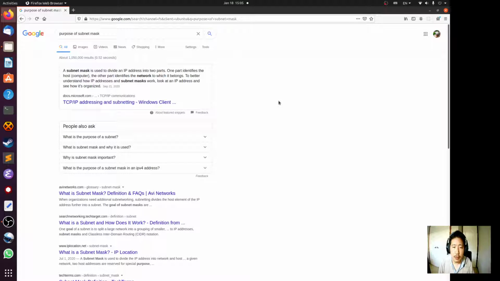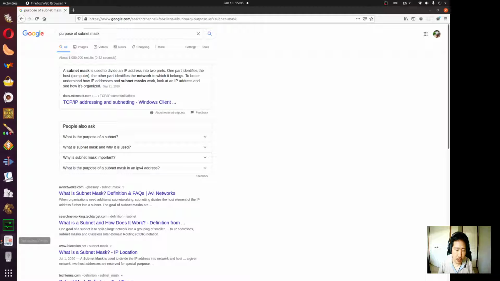Hi folks, in this video we're gonna go through Subnet Mask. In Google it says a subnet mask is used to divide an IP address into two parts. One part identifies the host, the other part identifies the network to which it belongs.